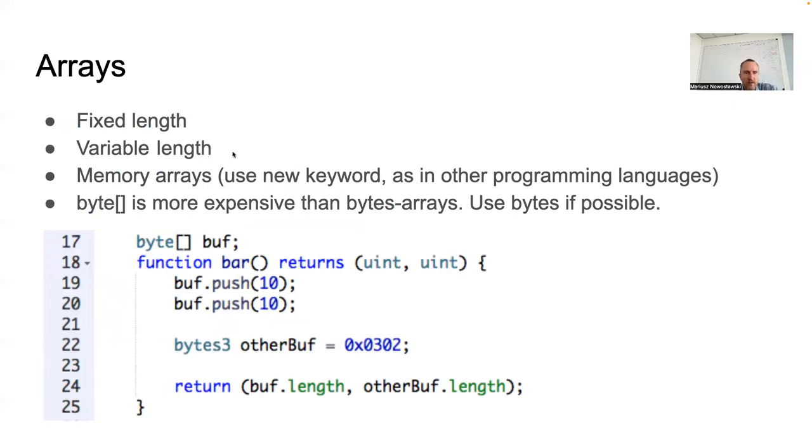Arrays are fixed length and variable length. So you have two types of arrays. You have memory arrays, which use a new keyword, and you have buffers or byte arrays, which are a fixed storage location. So it's a little bit better to use that. I don't know why I said then byte arrays. This is a byte array, yeah. So here we have a byte array. We push two numbers to it, and then okay.